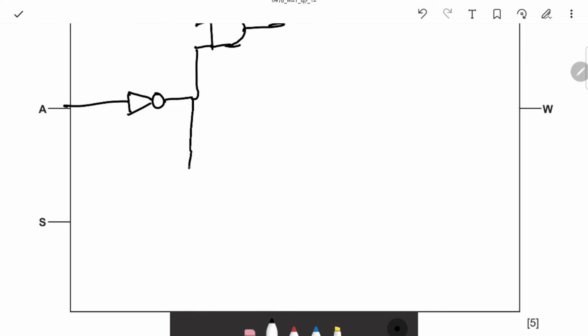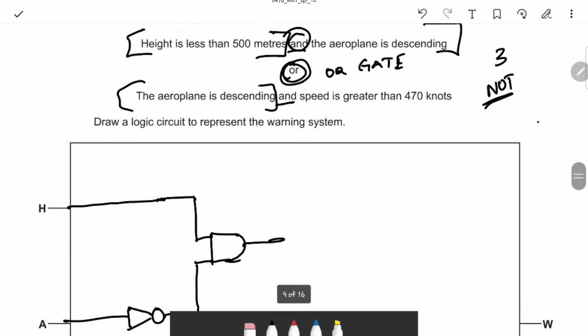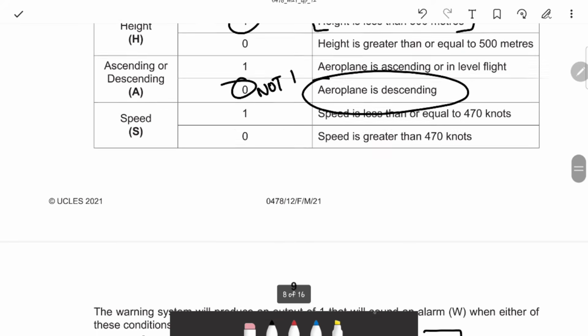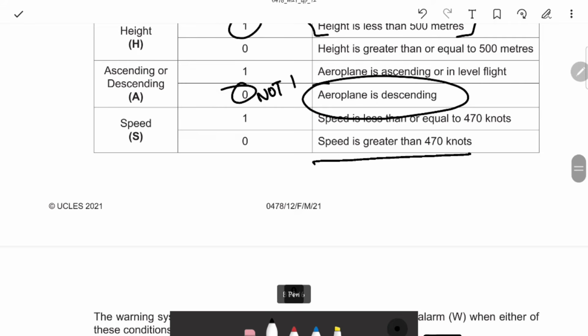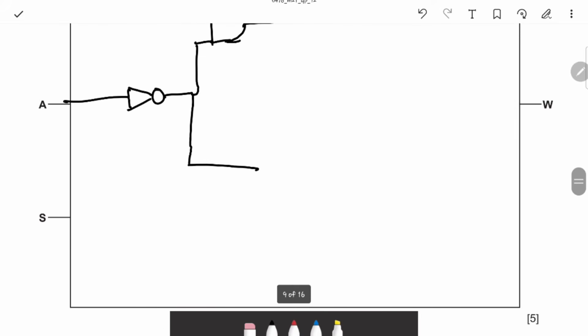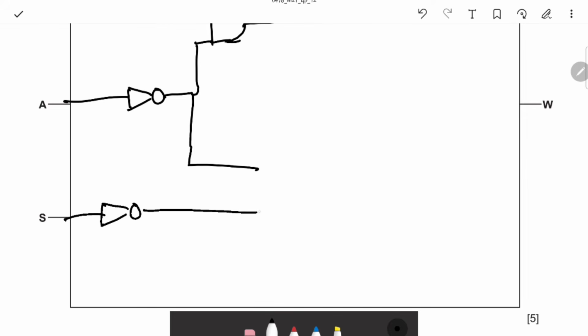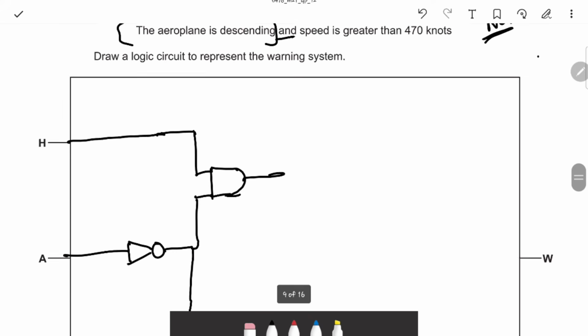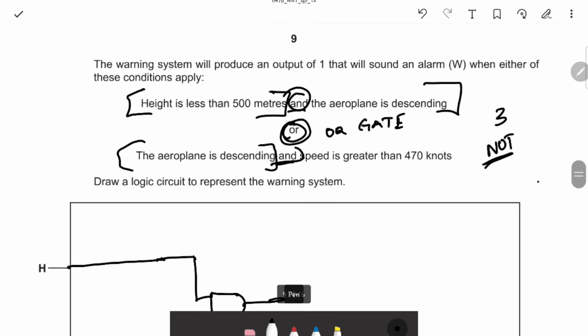Okay, and just connect it there. And S is saying the speed is greater than 470 knots. Speed is greater than 470 knots is again not S. So we will make another NOT gate, NOT S, and connect this with an AND gate. Wow, that's a very bad looking AND gate, but hopefully you understand.